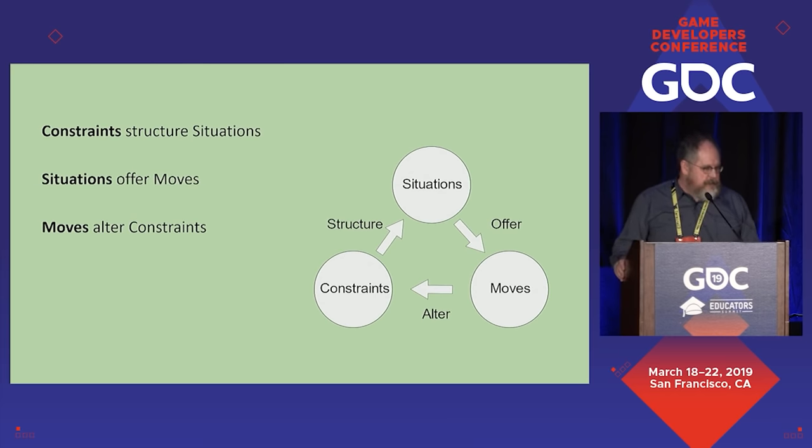So a situation is composed of constraints. And then within a situation, you have moves. Moves are things that you can do in a situation. They are things that are allowed to you by the constraints. And then finally, what makes a move is that a move is something that changes your constraints. So every gameplay experience, or every play experience, can be understood as a continual motion through this cycle, where you have a set of constraints that structure a situation. Within that situation, you have a set of moves. You pick one of those moves that changes the set of constraints, and now you're in a new situation. And this gives us a way to have a theoretical model of what is happening moment to moment in the mind of the player as they're moving forward through a game.